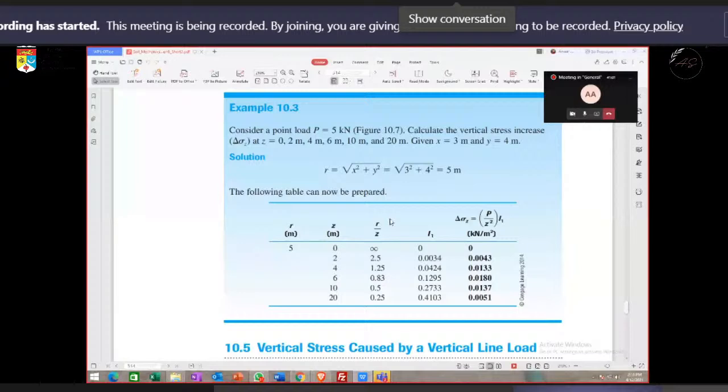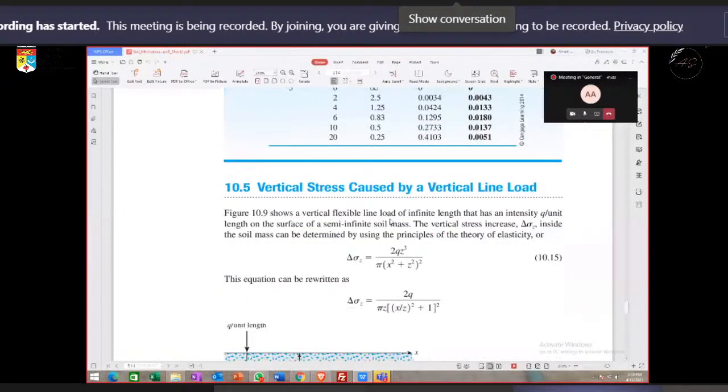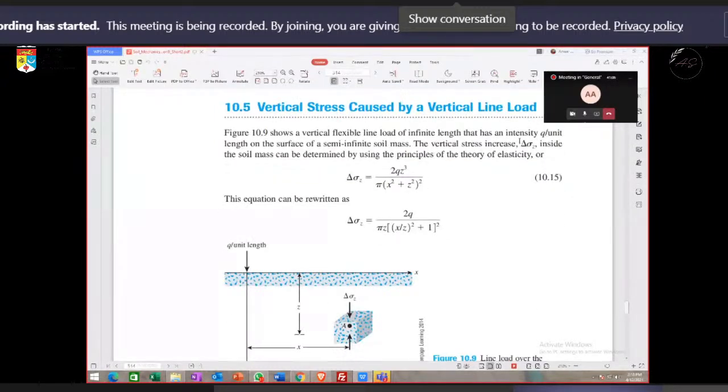And then we have a vertical line load. Here the difference between the point load and line load is that the line load is per unit length, meaning that it is like a wall. A wall is considered a line load. It's not like a pole. It is per meter length. Even though if you look there, it is like a point load, but actually it's per meter length.